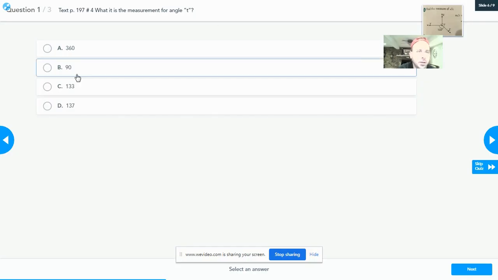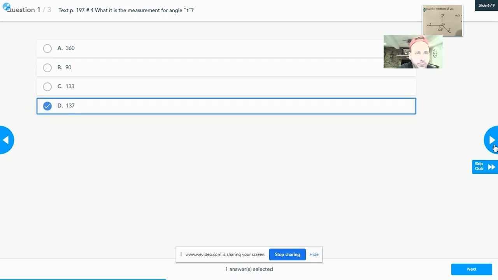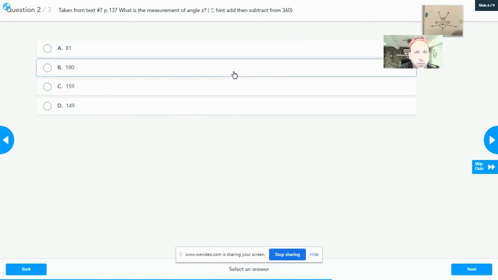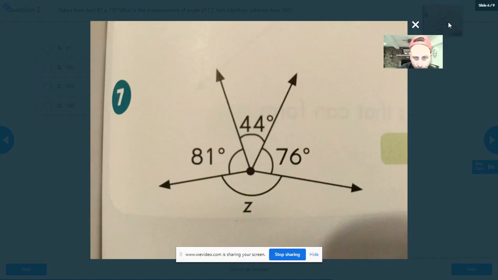Here's another one. Again, from your textbook, this is number 7, page 137. What is the measurement of angle Z? Let's take a peek. So you've got 81 acute, 44 acute, 76 acute, and then Z. So the 4 of these would add up to 360. Let me give you a minute to figure that one out. Add and then subtract. You can add 81, add 44, add 76, subtract those from 360. Or you could start at 360 and just subtract each of these 3 and see what you have left.